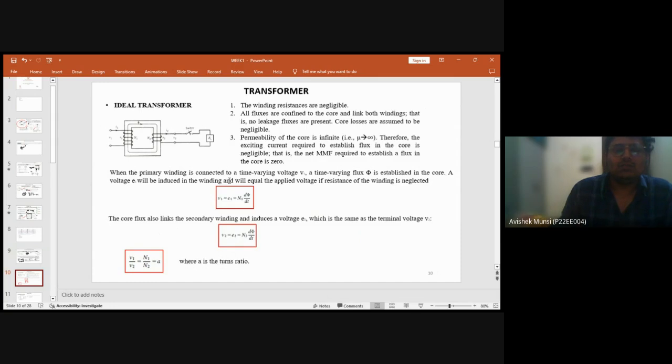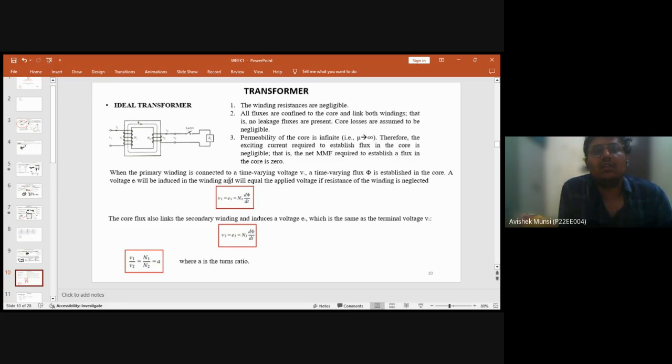Right. So transformer, whenever we solve problems, it is mostly a practical transformer. But what is an ideal transformer? Basically, in case of an ideal transformer, we are neglecting the winding resistance. There is no winding resistance, and we assume that all the fluxes are confined to the core and linked to both windings, and there is no leakage flux.